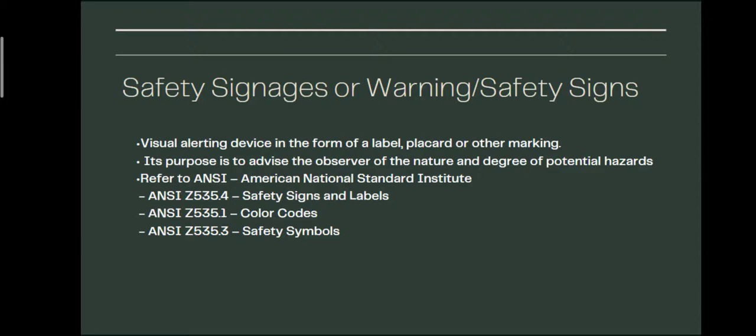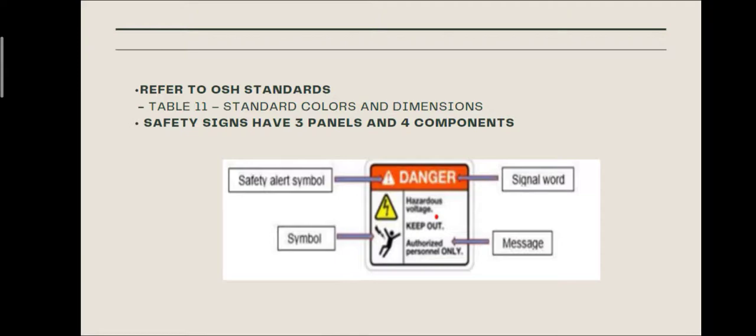So here are the following: safety signs and labels, color codes, safety symbols. Its codes are indicated beside it. Refer to the OSH standards, Table 11, standard colors and dimensions.